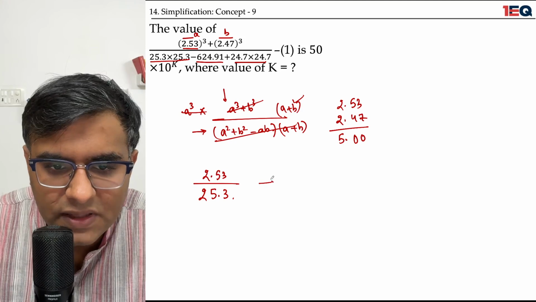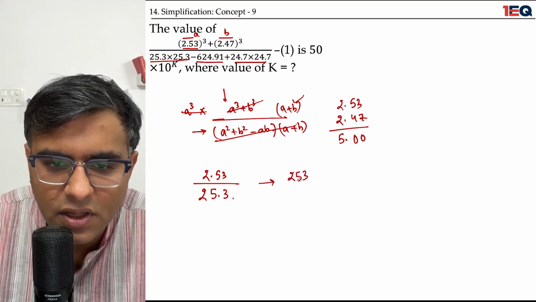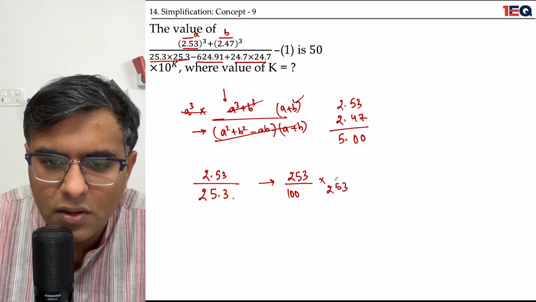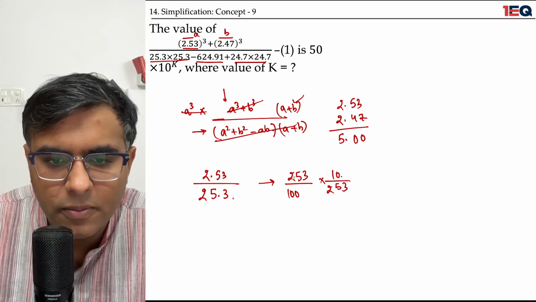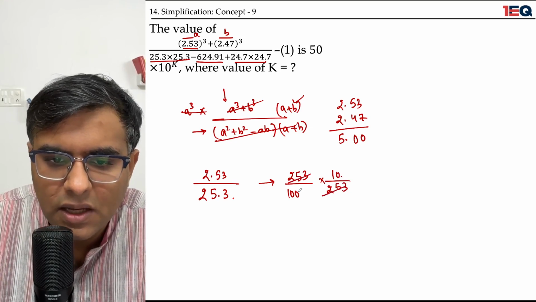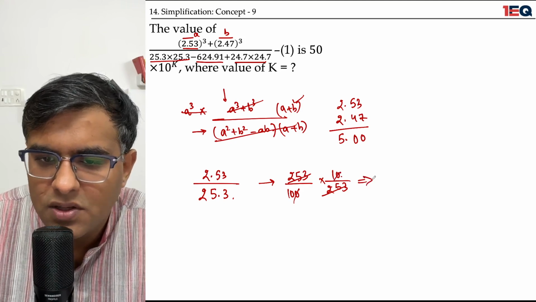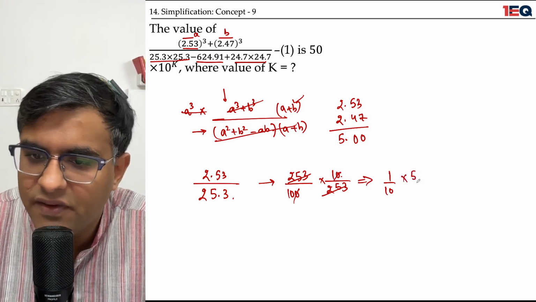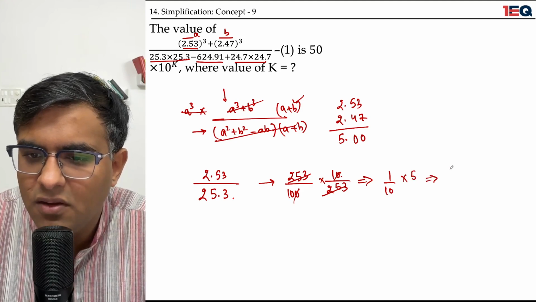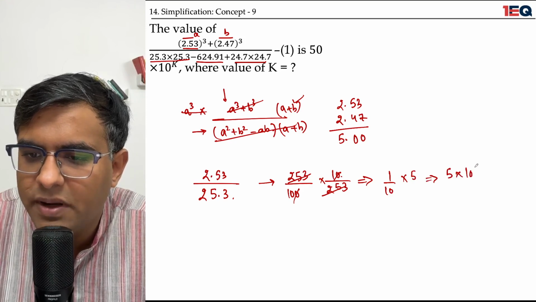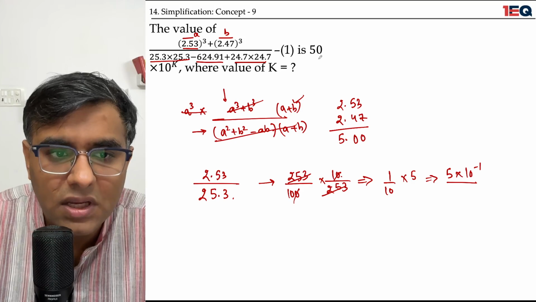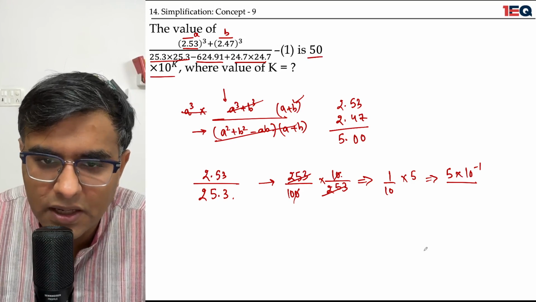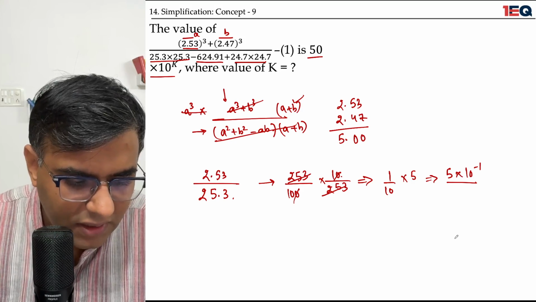If I try to fill that gap, it would come out to be 253 upon 100 in the numerator, and 253 upon 10 in the denominator. These two 253s would get cancelled, and this 0 would get cancelled by 0. So there is a factor of 1 by 10 which needs to be multiplied to the final answer. The final answer in this case is 5. So 5 multiplied by 1 by 10 would give me 5 multiplied by 10 raised to the power minus 1. So it says that the value of this entire expression is 50 into 10 raised to the power k.